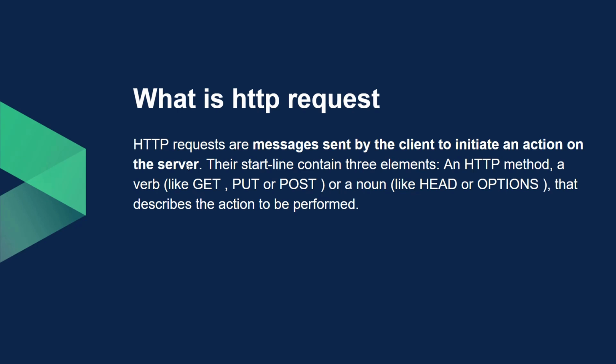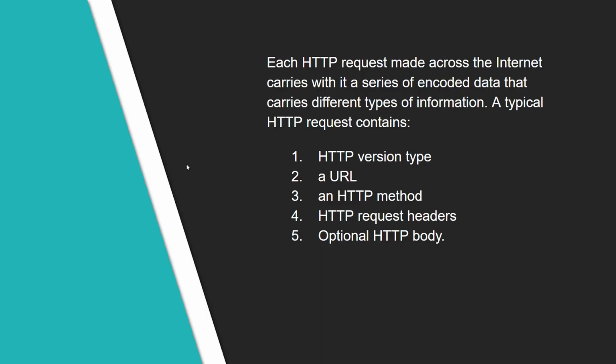to be performed. Each HTTP request made across the internet carries with it a series of encoded data that carries different types of information. A typical HTTP request contains the HTTP version type, a URL, and an HTTP method, HTTP request headers, and an optional HTTP body.